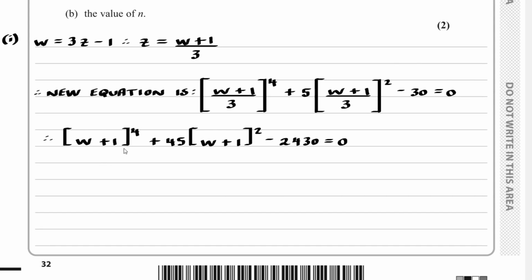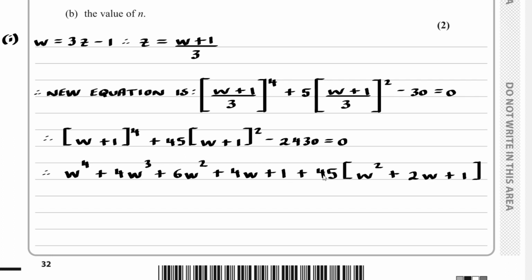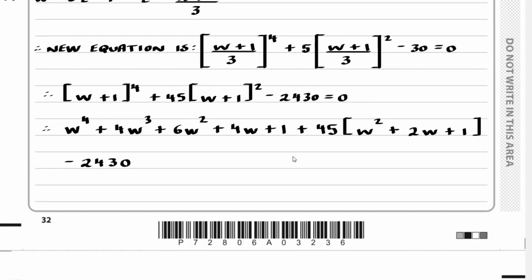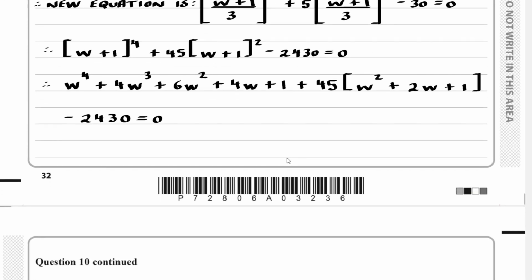Now if I expand (w plus 1) to the 4, I've got w to the 4 plus 4w cubed plus 6w squared plus 4w plus 1. If I expand the 45 times (w plus 1) squared, well, I've got 45 multiplied by w squared plus 2w plus 1, and then I subtract 2430, and that's equal to 0.